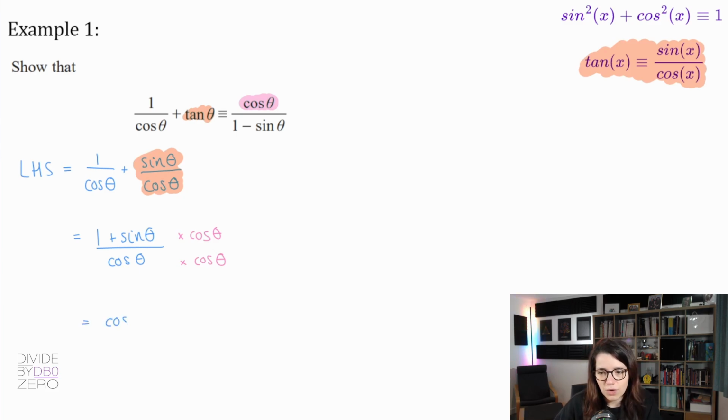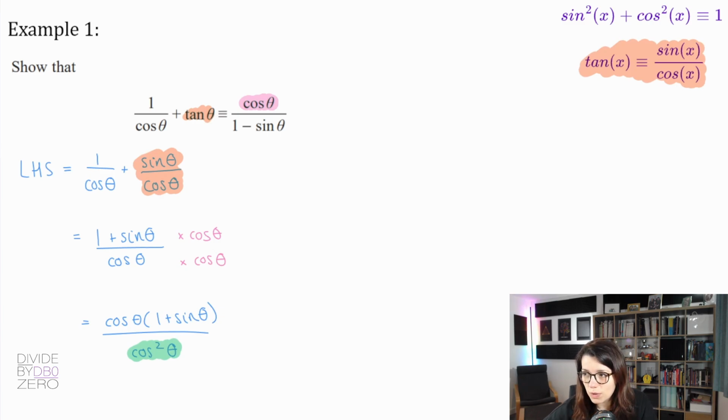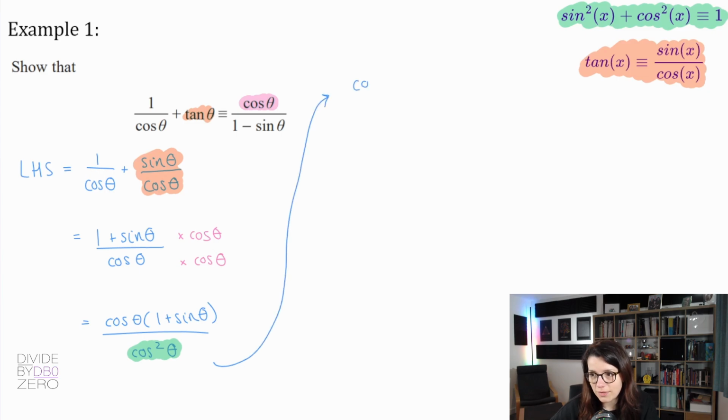So now we've got cos theta, 1 plus sin theta, all over cos squared theta. This is good news because now we can replace the cos squared theta with 1 minus sin squared theta using that identity rearranged. At this point, we have cos theta, 1 plus sin theta in the numerator, and then 1 minus sin squared theta in the denominator. Again, from the first identity rearranged. At this point in the denominator, I'm actually seeing now that special case, the difference of two squares.